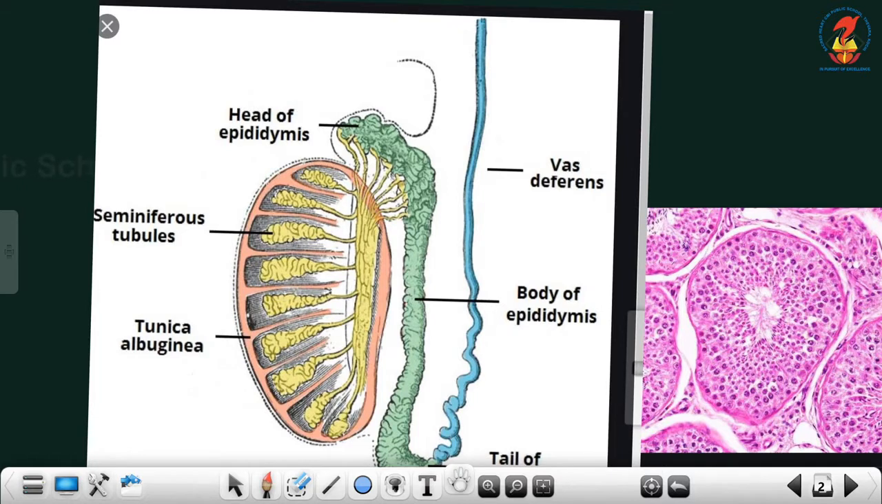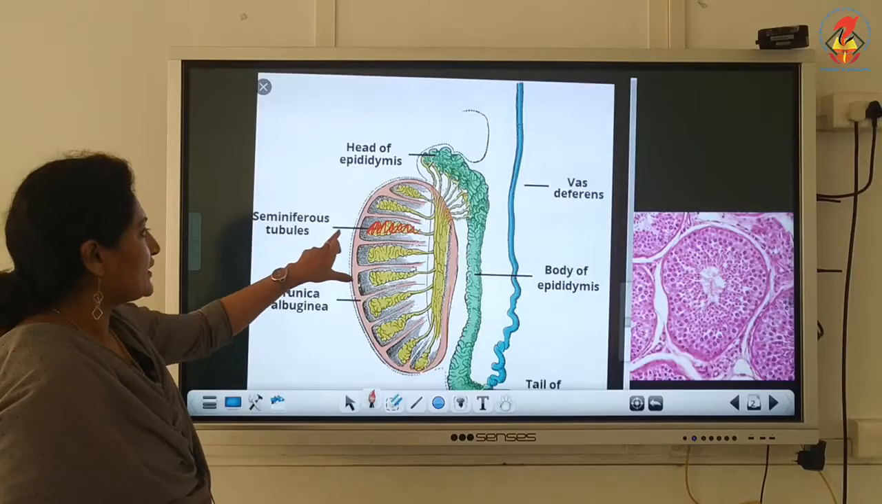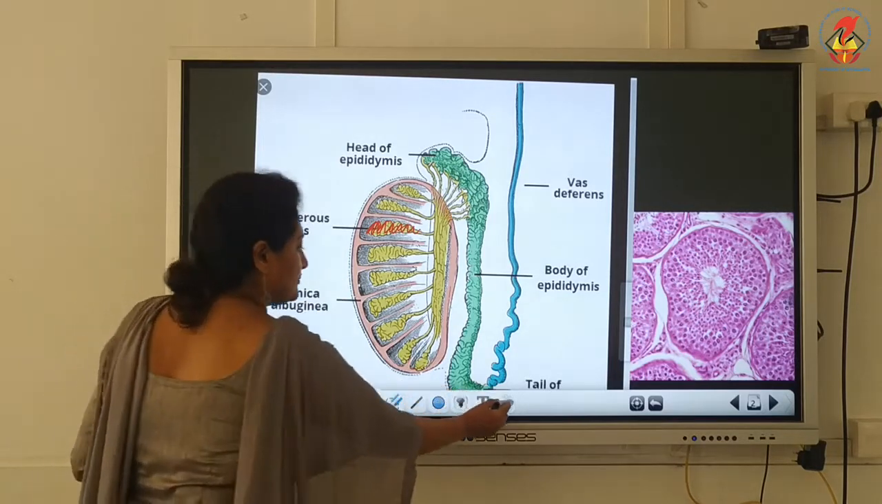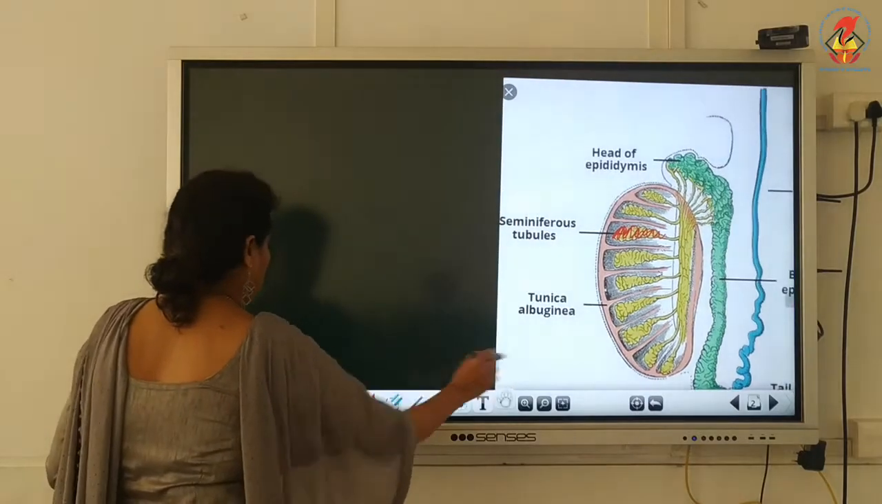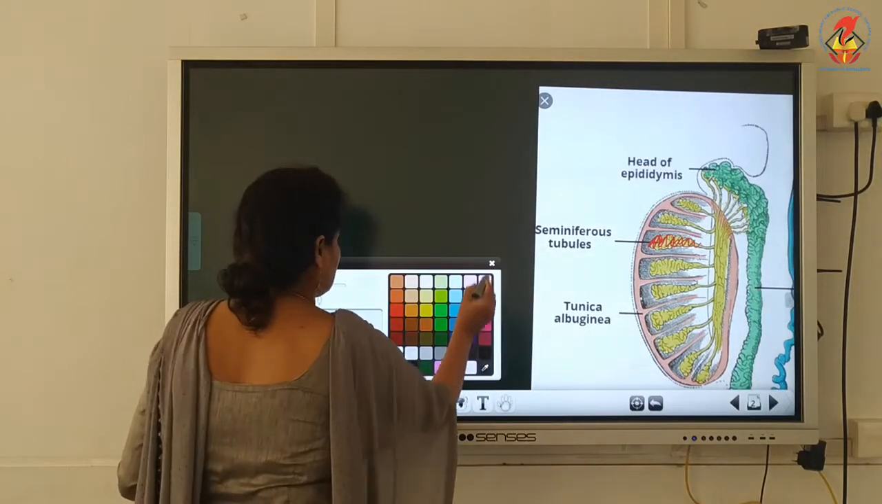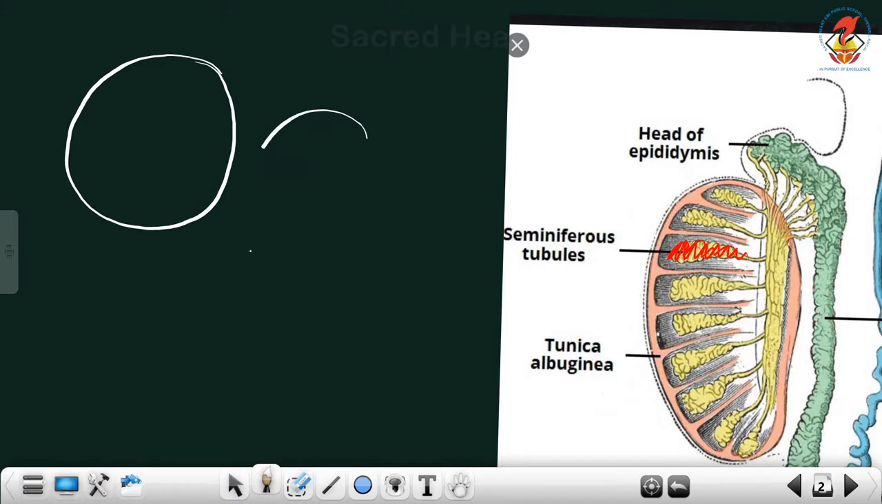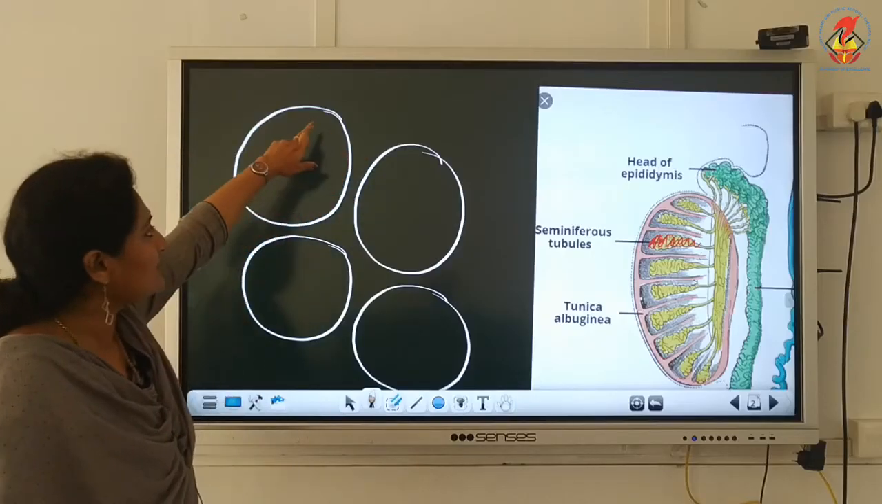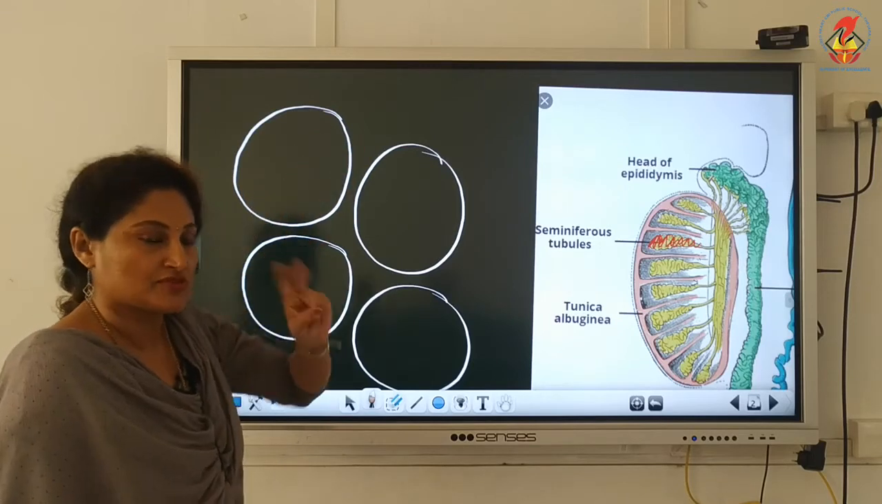Each seminiferous lobule consists of seminiferous tubules, which are highly coiled. There may be 3 seminiferous tubules in one lobule, and for each seminiferous tubule, we are going to see the cross section. When we take a cross section, it appears to be a circle.